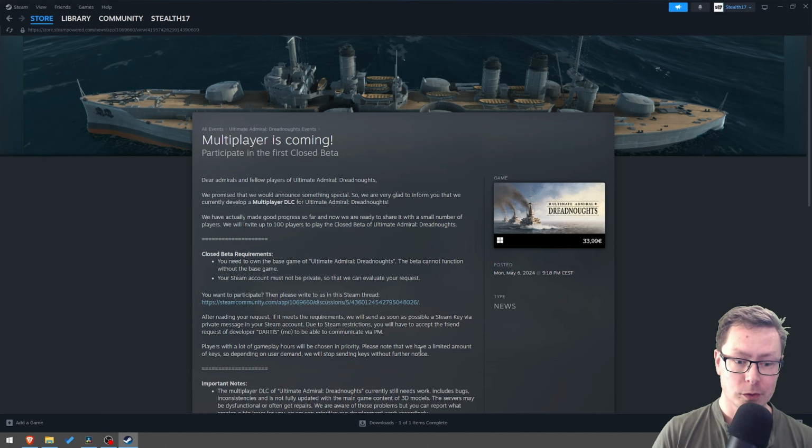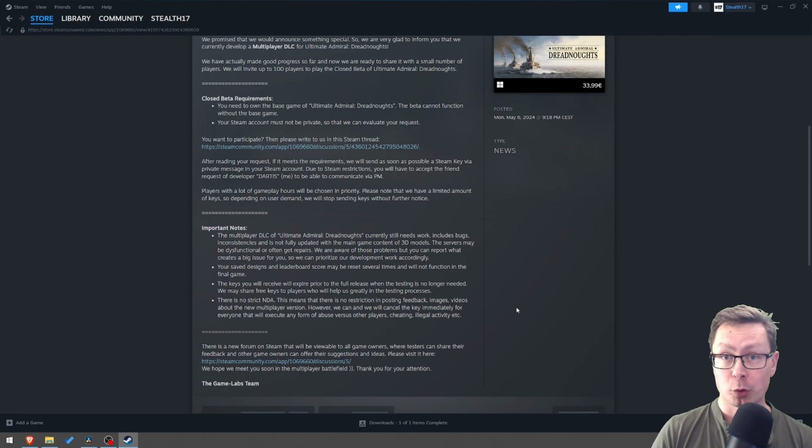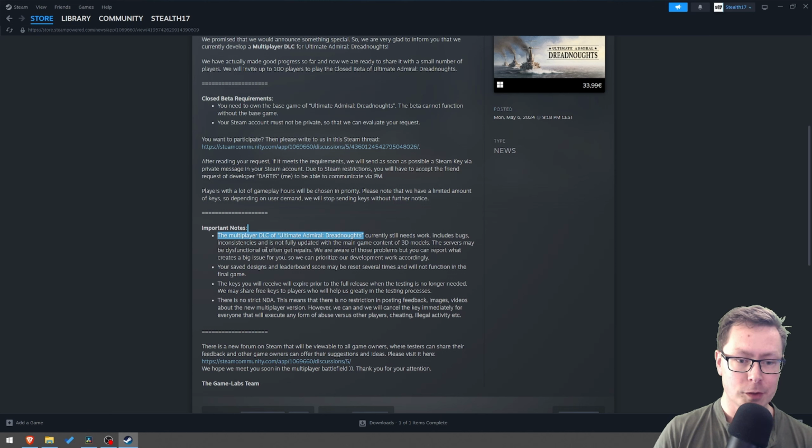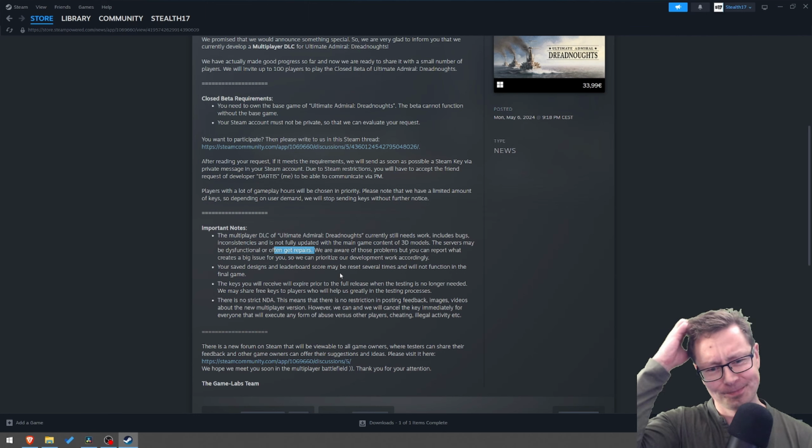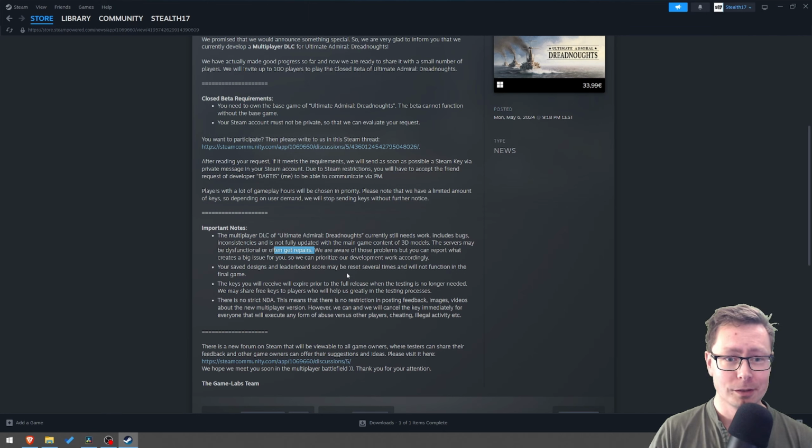Please note we have a limited amount of keys, so based on user demand, we'll stop sending keys without further notice. As for important notes, and I would like to see more important notes, it is definitely needing work, includes bugs, inconsistencies, not fully updated, blah, blah, blah. Servers may be dysfunctional and often get repairs. This is definitely going to include wipes. I mean, they definitely wipe a lot. The way that patches are usually introduced is a goodbye campaign. They just don't work anymore. I'm not surprised that's going to be the same way with the multiplayer feature.